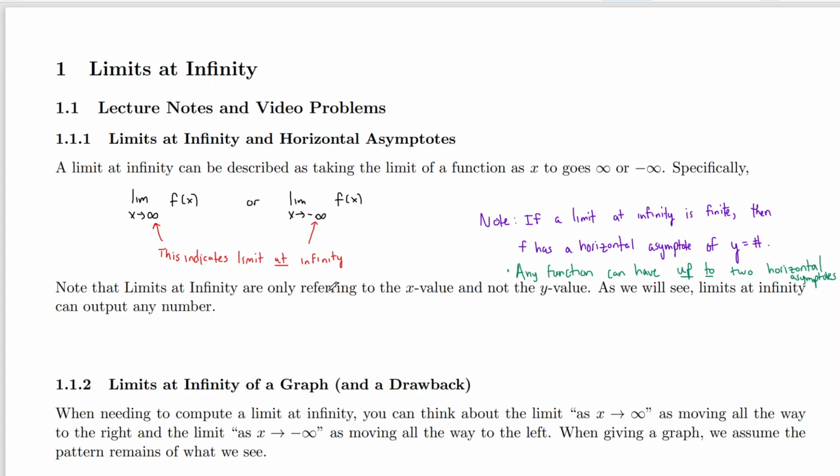or negative infinity. Specifically, when we're talking about limits at infinity, in our notation we have the limit as x goes to infinity of f of x, or the limit as x goes to negative infinity of f of x. This is what indicates a limit at infinity. Whatever number comes out when you do the limit has no bearing on whether you would say we're doing a limit at infinity.